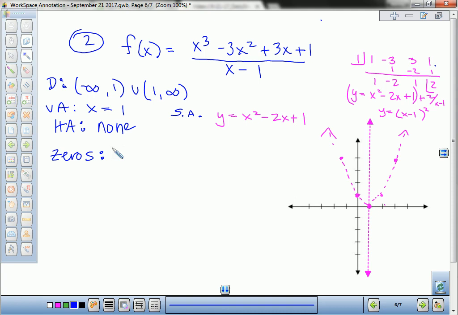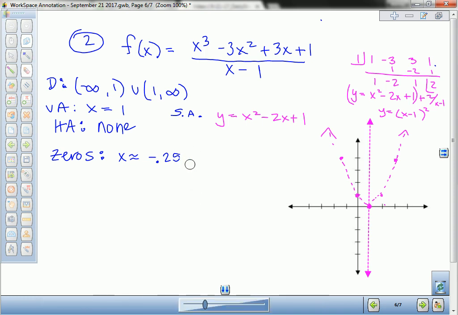Guys, if I put this on a no calculator part, I would have to give you this zero. Could you tell us if we need our calculator for that? I will give you some that are no calculator and some that are calculator. So the zero is about 2.60. Okay.